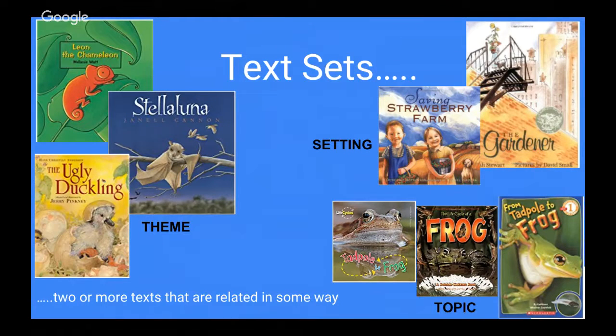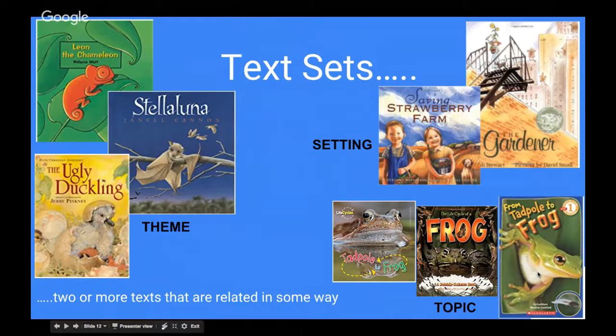And so when we're looking at a common theme, there on the left, we're looking at texts that would be about being different, and how that is played out. So you can compare the characters, their problems, across a theme. If we look at Saving Strawberry Farm and The Gardener, both of those books were written during the Great Depression in America, the 1930s. You would definitely get a sense of comparing settings so that you would know what it was like to live at that period of time.